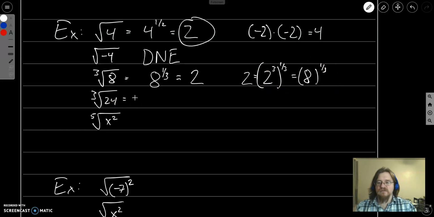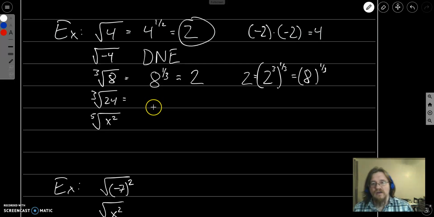Now with roots, we might get something like this. The cube root of 24. Well, when we look at the cube root of 24, if you were to think long and hard about this, you'd see that there is no nice number, such that when you multiply it by itself 3 times, you get 24. 2 times 2 times 2 is 8. 3 times 3 times 3 is 27. So the cube root of 24 is going to be somewhere between 2 and 3. And it's not going to be a nice number.